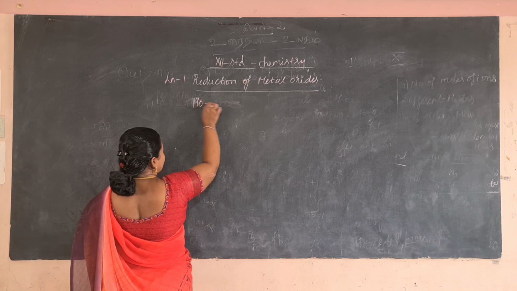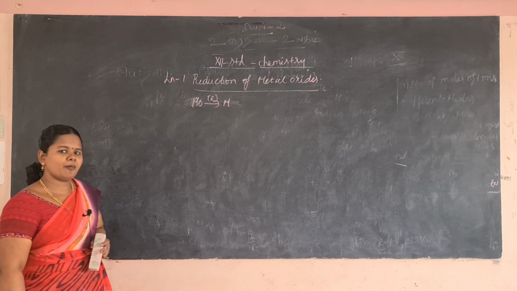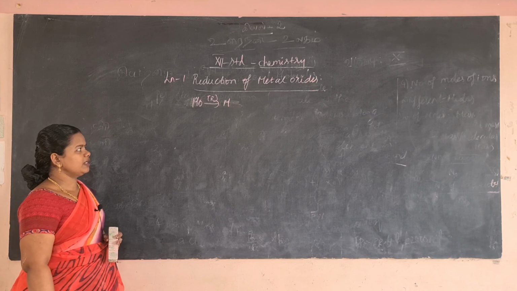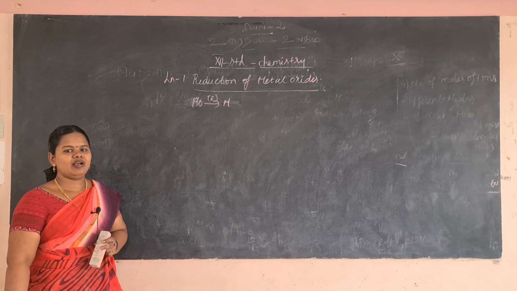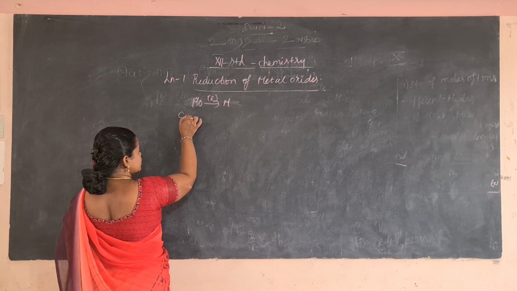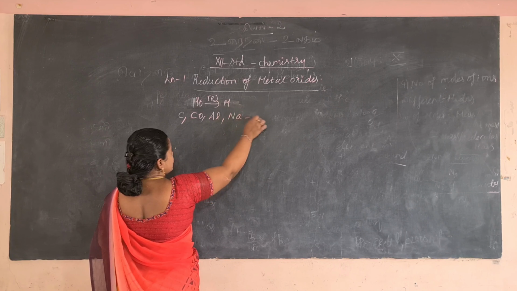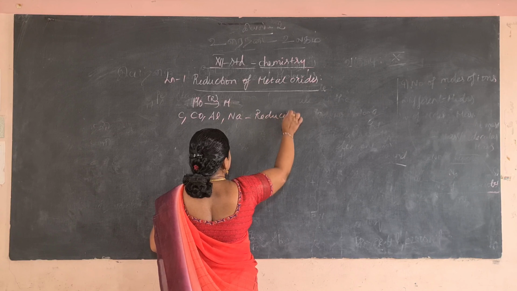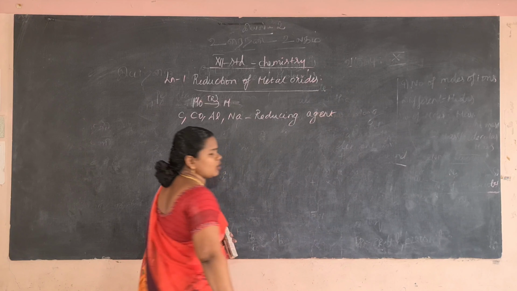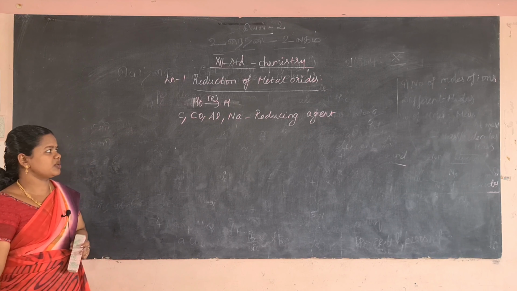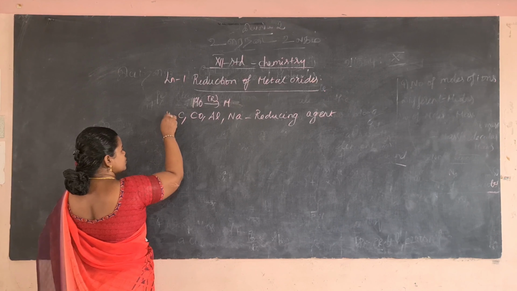What we are doing, the metal oxide will be reduced by using a reducing agent, and it will give rise to the corresponding metal. And here the selection of the reducing agent depends upon the nature of the metal. For example, some of the common reducing agents used will be carbon monoxide, and some of the metals like aluminium and sodium are used as reducing agents. So in the conversion of this metal oxide to metal, we are using the reducing agent. Some of the reducing agents are carbon monoxide, aluminium and sodium, and hydrogen also.